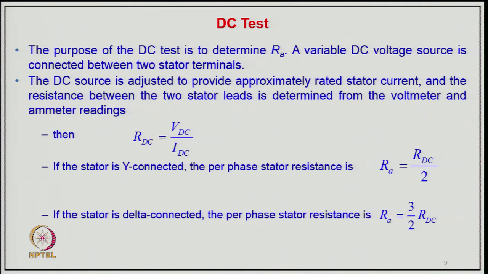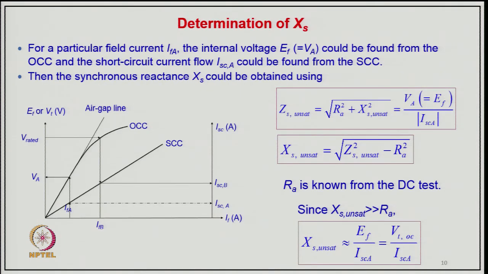Now, coming to the DC test, the purpose of the DC test is to determine RA. A variable DC voltage source is connected between two stator terminals and adjusted to provide approximately the rated stator current. The resistance between the two stator leads is determined from the voltmeter and ammeter readings, and then RDC equals VDC upon IDC. If the stator is star connected, the per phase stator resistance is RA equal to RDC by 2, and if the stator is delta connected, the per phase resistance RA will be 3 by 2 RDC.